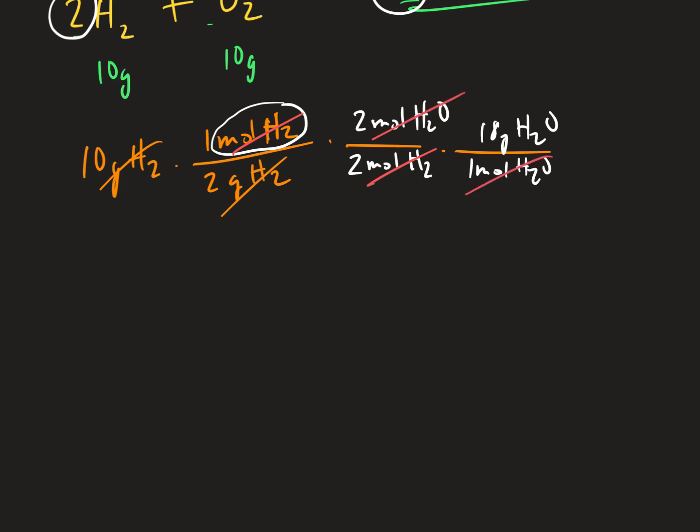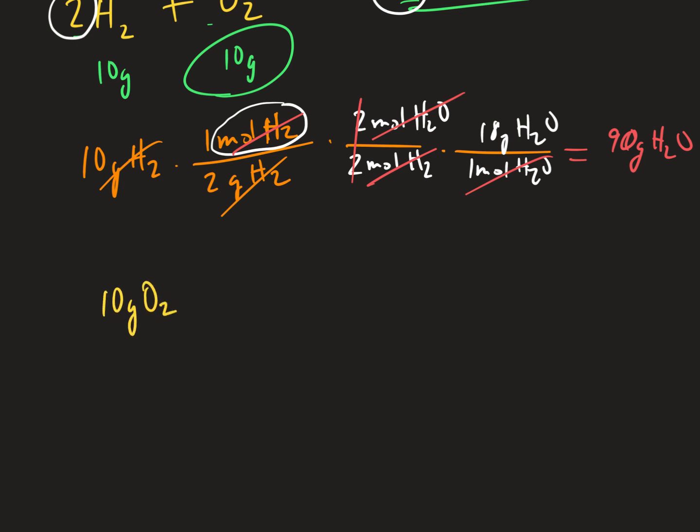So moles goes away. Those 2's go away. So that's 9 times, that's 90. We just figured this out, right? 90 grams of H2O. So if we use all 10 grams of hydrogen gas, we're going to get 90 grams of H2O. Good? We just did this problem. But what if we use all 10 grams of hydrogen gas?